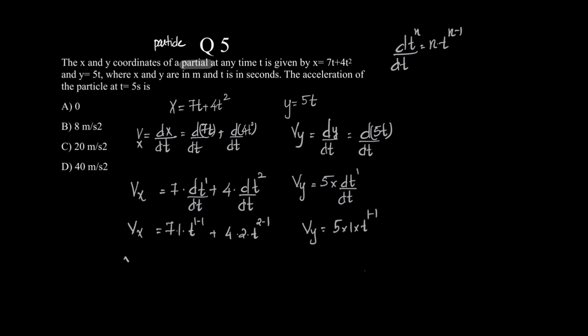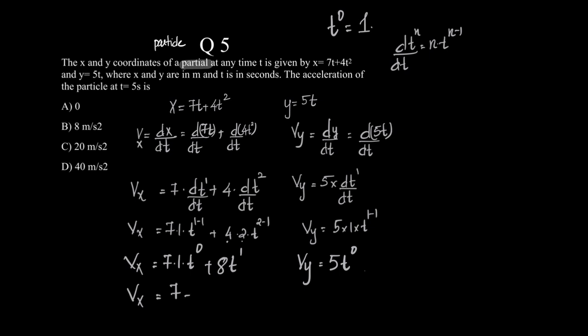So Vx is equal to 7 into 1 into t raised to 0 plus 4 into 2 is 8, t raised to 2 minus 1 is t raised to 1. Similarly, Vy is equal to 5 into 1 is 5, t raised to 1 minus 1 is t raised to 0. Now we know that anything raised to 0 is equal to 1. So Vx will be 7 plus 8t and Vy will be 5.